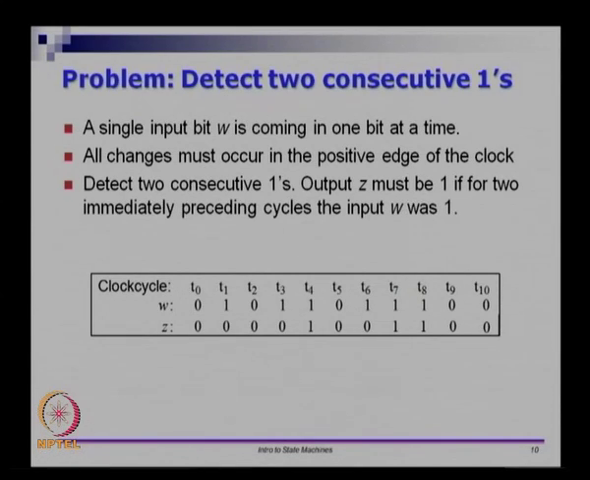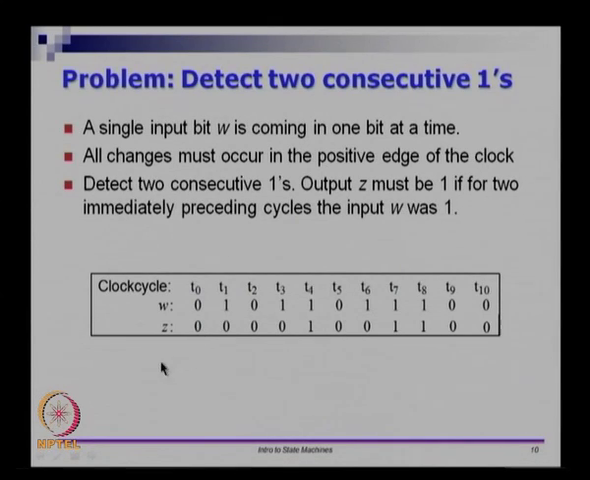I am giving that to you as a constraint, and what I want to do is, when the inputs are coming in, detect if there are two consecutive ones in the inputs. The output Z must be 1 if for two immediately preceding cycles the input W was 1. So you look at the current cycle and the previous cycle, and if both of them have 1 as the input, then the output should go to 1, otherwise it should remain at 0. So this is the problem description.